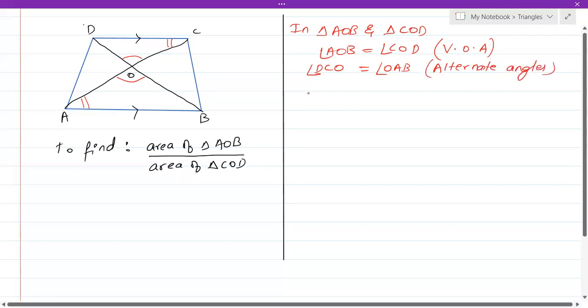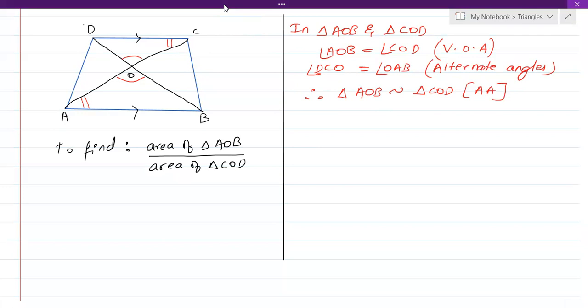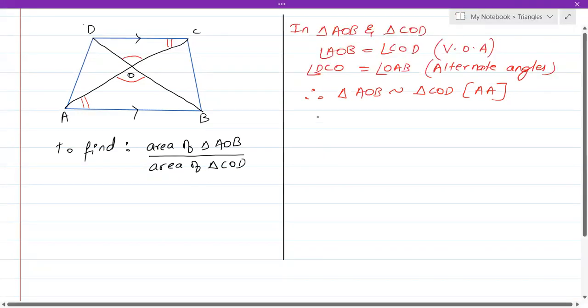Alternate angles. Therefore, triangle AOB is similar to triangle COD using AA criteria. Now, if two triangles are similar, you can find the areas. So that is area of triangle AOB by area of triangle COD. Remember, you have to write the corresponding parts.